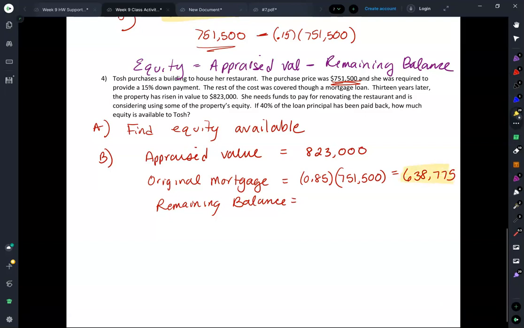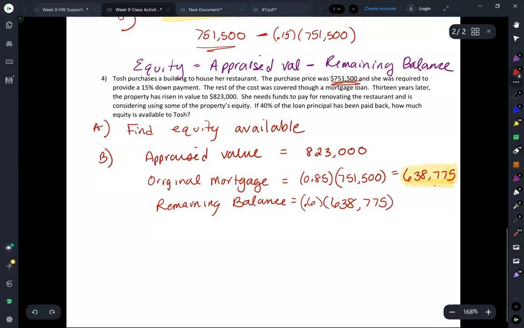Okay, and then for the remaining balance, we have to use this value here, the original mortgage. Again, 40% was paid off, so that means there's 60% remaining, right? So you could either do 40% of this and then subtract it from that, or you could just say there's 60% remaining, so I'm going to multiply 0.6 times 638,775 and figure out what that equals. So you can do that part on your own, and that would be the remaining balance.